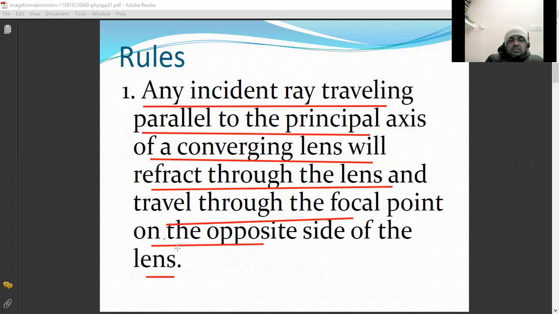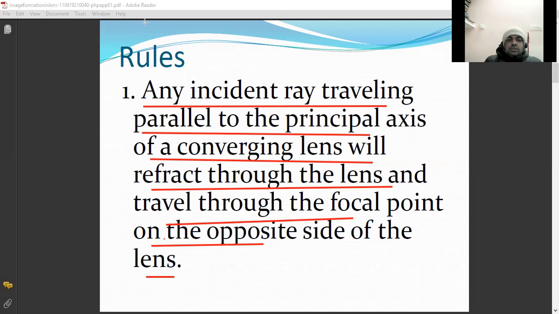If a ray is incident on the lens parallel to the principal axis, then it will refract through the lens and travel through the focal point on the opposite side of the lens. This is the first rule which we are going to follow.